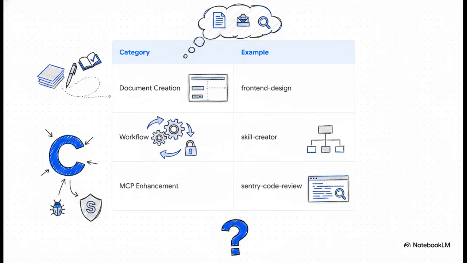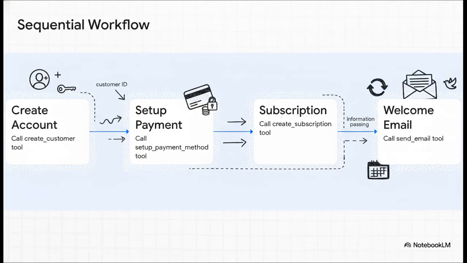Second is workflow automation, which manages these complex multi-step processes with validation gates along the way. And third is MCP enhancement, acting almost like a specialized guide coordinating multiple tools, like automatically reviewing code using Sentry's error data. Take a quick second to think about which category your biggest daily bottleneck falls into. Let's see how this actually builds into a real workflow.